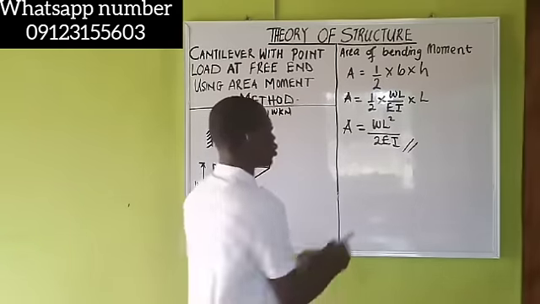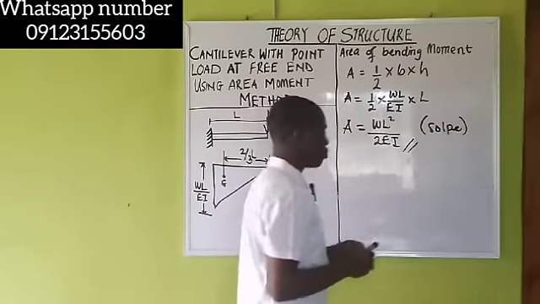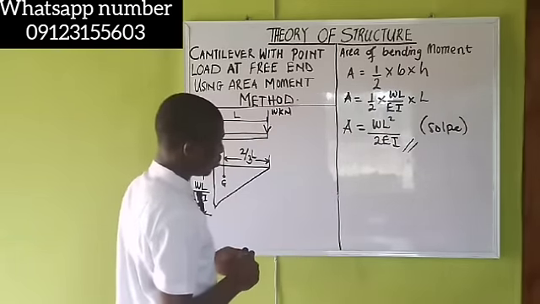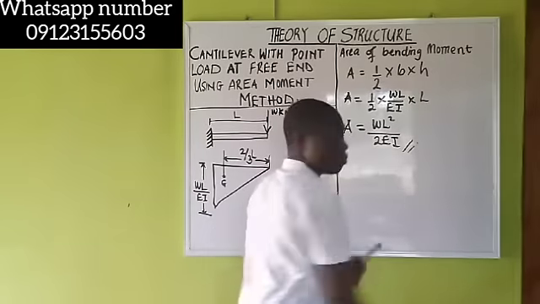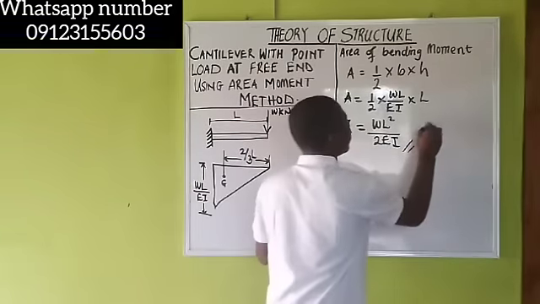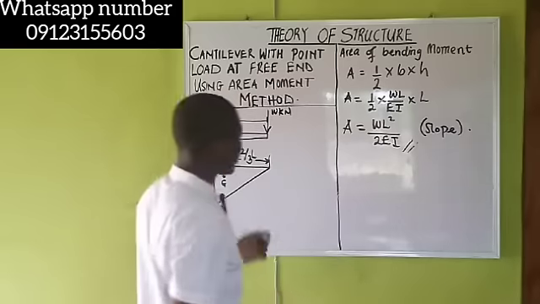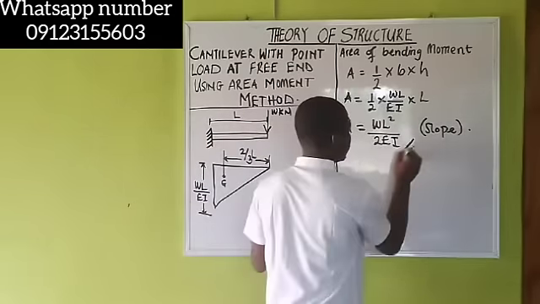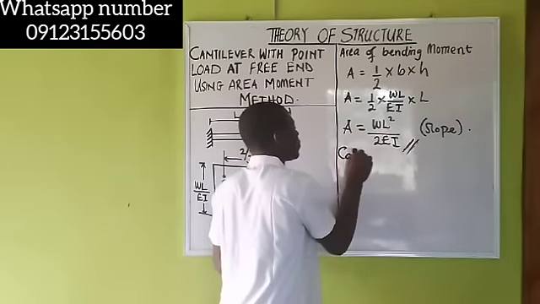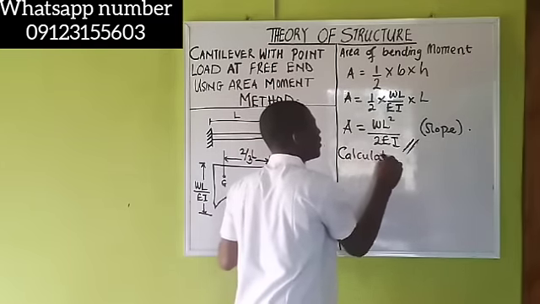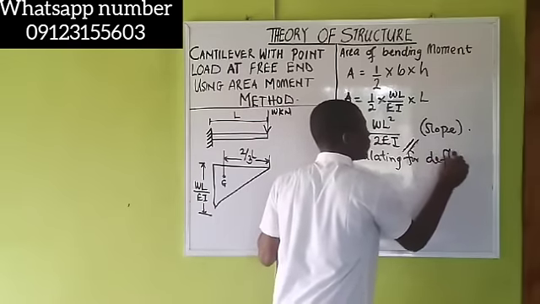Now, having gotten the slope, this is the slope equation. This is the slope. Sorry. For the slope equation, this is the slope. Right? This is my slope. Alright, I need to get my deflection. Calculating for deflection.